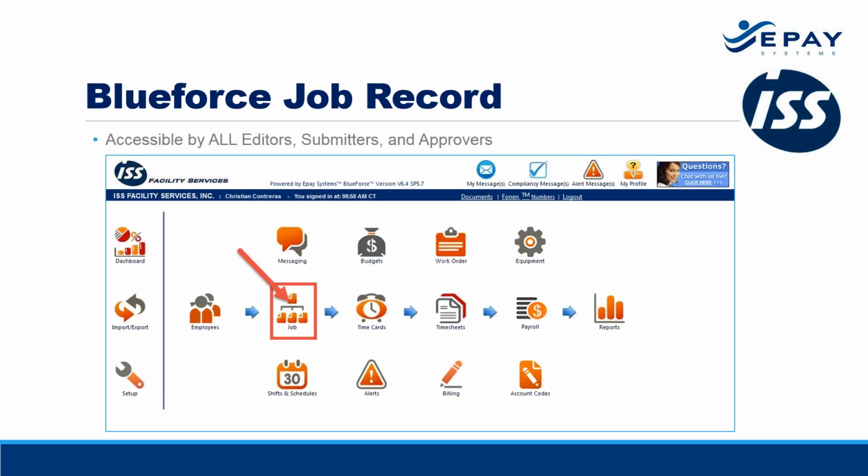So one of the things I'll point out is when you log into Blueforce, you're going to see the jobs icon right there in the middle of the screen. This one's highlighted here with a red arrow. At this point, this jobs module is accessible by all editors, submitters, and approvers. What you will notice is you can actually go into that module and view a lot of the information, but there are only key areas within the jobs module where you can actually edit the information. So bottom line, all editors, submitters, and approvers can at least go in there and view at a minimum, but you'll be able to actually edit a few key components that we'll go through on today's call.